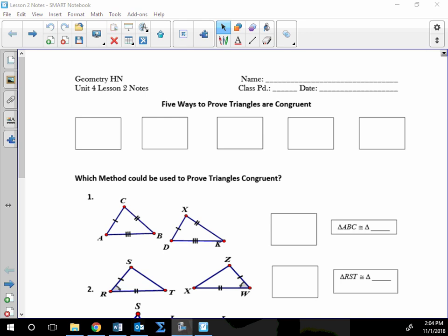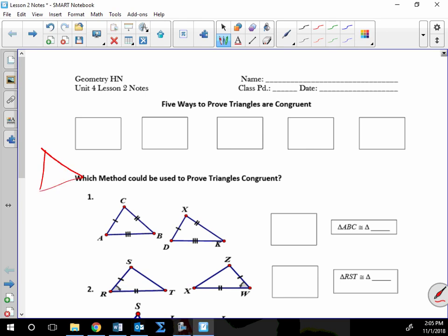So last class we talked about classifying triangles, and we talked about what it means to be congruent. In order for two shapes to be congruent, they have to have the same shape and the same size. So before today, in order for our triangles to be congruent, we had to have all 6 pieces congruent. We had to have all 3 sets of angles congruent, and all 3 sets of sides congruent.